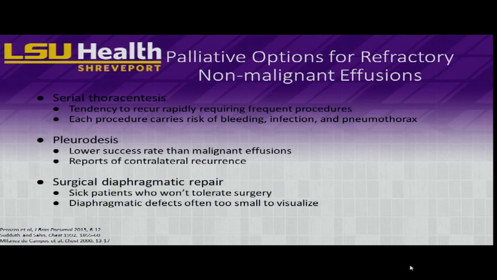Pleurodesis generally has a lower success rate than malignant effusions. Part of the issue with that being the fluid accumulates so rapidly that it can actually be hard to maintain apposition of the two layers of the pleural space. And then even when it's successful, these effusions can recur on the opposite side. There's reports of surgical repair of diaphragmatic leaks in hepatic hydrothorax patients. If you consider the kind of patients we're talking about, though, you're talking about patients with end-stage organ disease. And these are patients who generally are not good candidates for surgery in general.